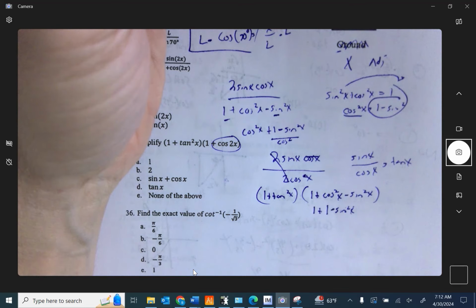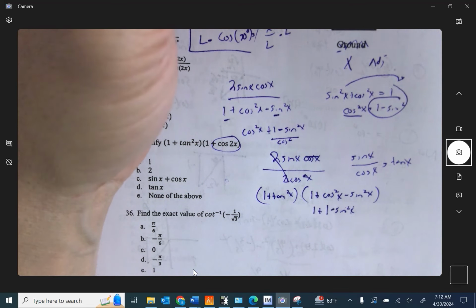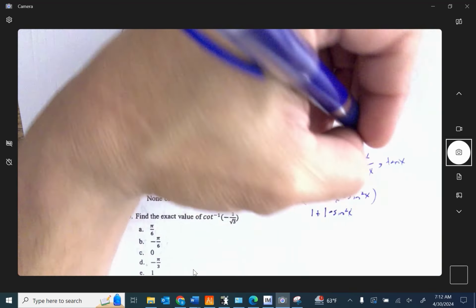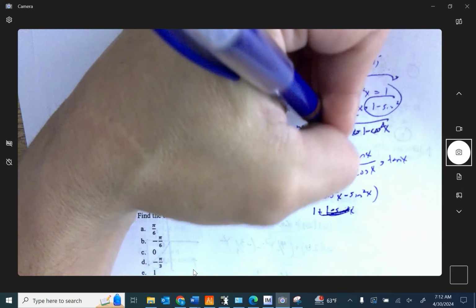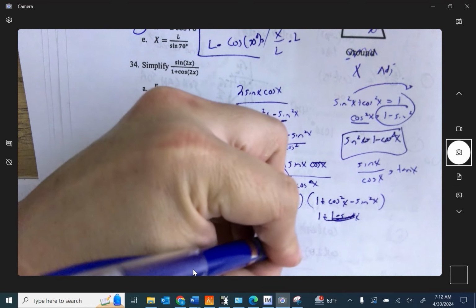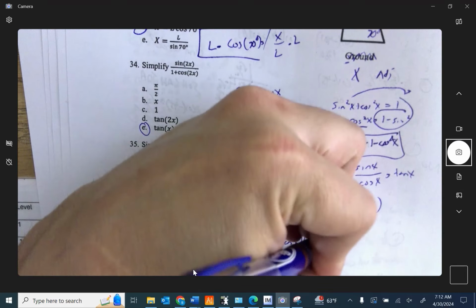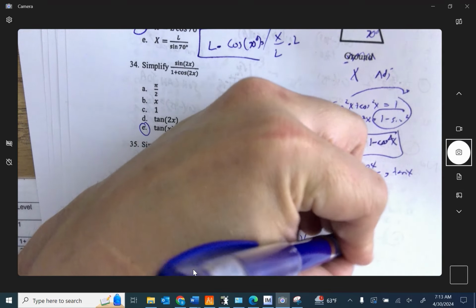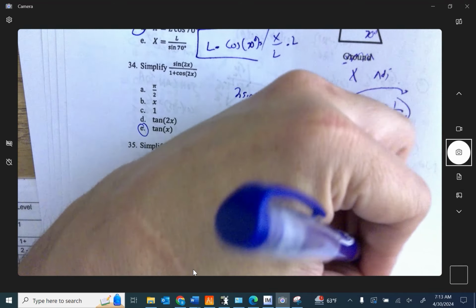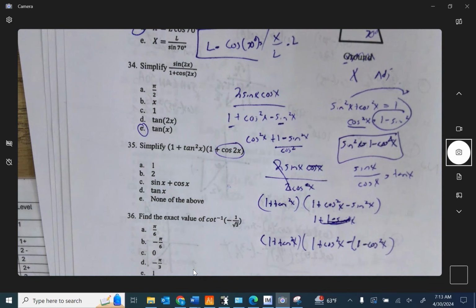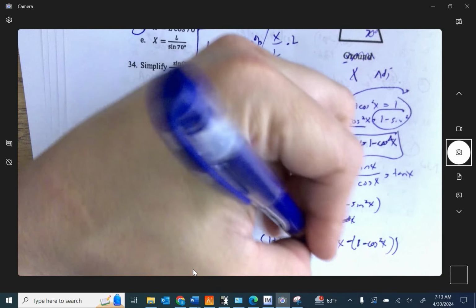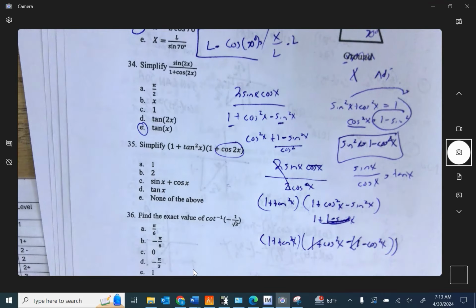Or I could do a different one. Sine squared would be 1 minus cosine squared. Let's do that one. Sine squared of x is 1 minus cosine squared of x. I think it'll clean up better. Let's use this. 1 plus tangent squared of x times 1 plus cosine squared of x minus 1 minus cosine squared of x. It may not make a big difference. I don't know. I just thought if I did this, the ones would cancel. That's all I was thinking.